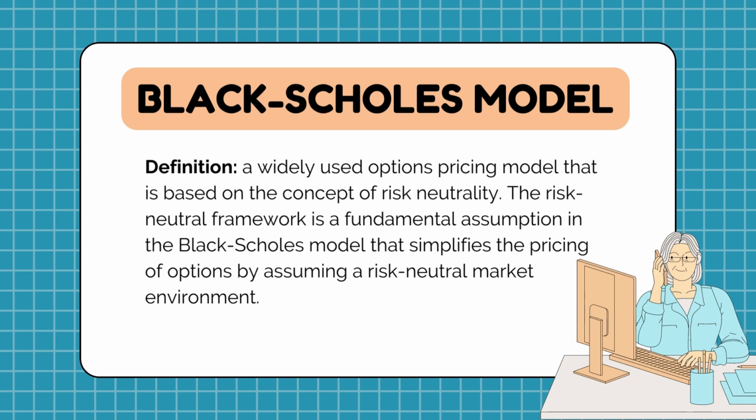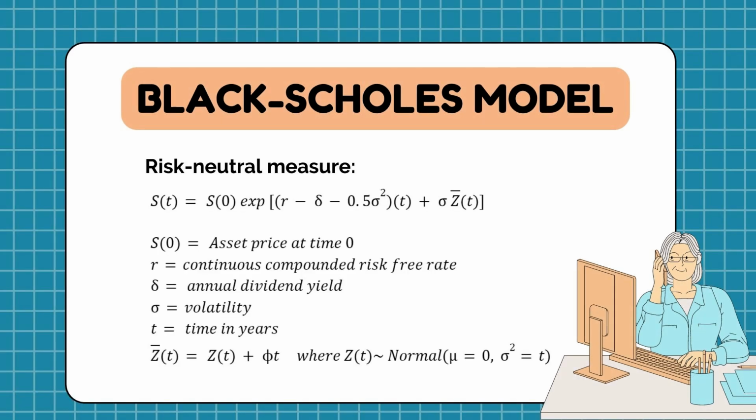The formula of underlying asset under risk-neutral measure is St equals S0 exponential of (r minus delta minus 0.5 sigma square) times t plus sigma Zt, where S0 is asset price at time zero, r is continuous compounded risk-free rate, delta is annual dividend yield, sigma is volatility, T is time in years, Zt is z-score for normal distribution, which the mean equals 0, variance equals T.